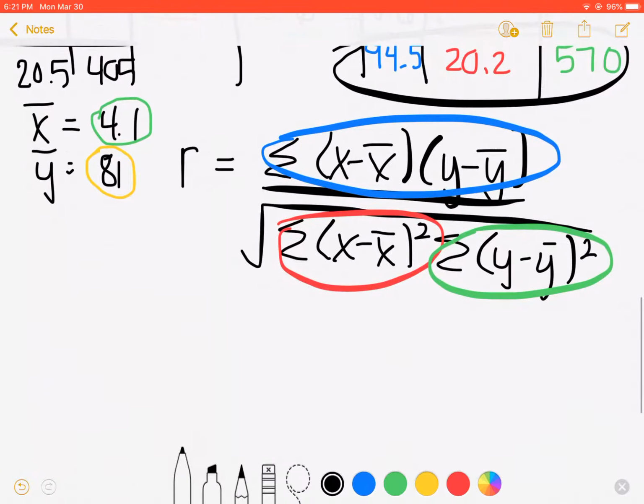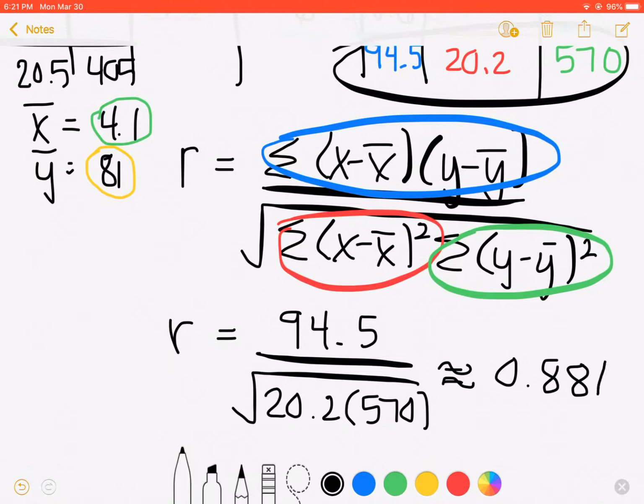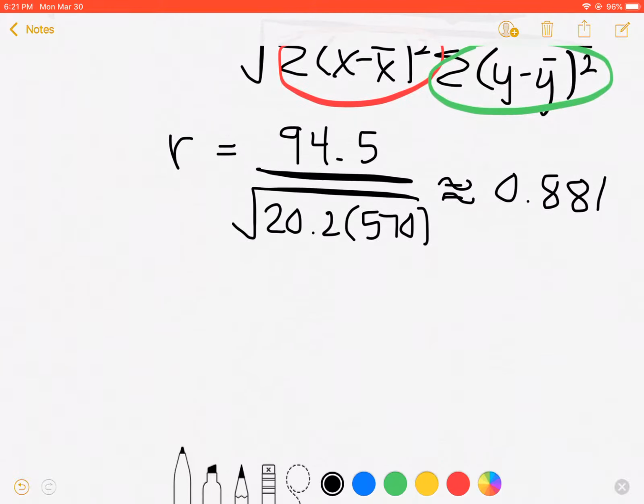So let's now plug those in. I'm going to have R is equal to 94.5 over the square root, don't forget the square root, of your 20.2 times 570. And when you plug that into your calculator, you get about 0.881. So your R value is roughly 0.881.